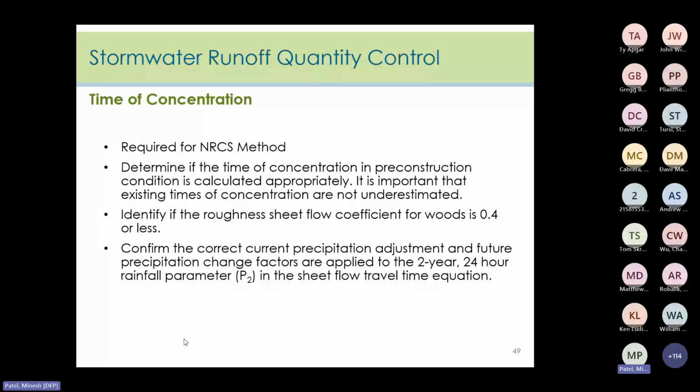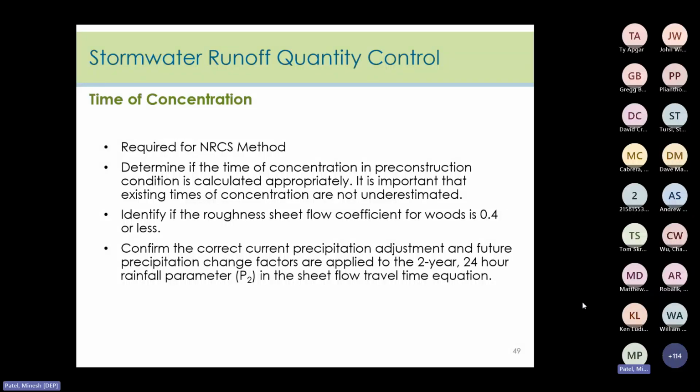And we need to make sure that the Manning's sheet flow roughness coefficient is 0.4 or less for the time of concentration calculations. So just reiterating, according to the NRCS, the maximum Manning's roughness coefficient to be used is 0.8 for woods with dense underbrush. But in New Jersey, we do not have that situation, and the maximum Manning's coefficient for sheet flow in New Jersey that may be used is 0.4. Anthony covered this in Module 2, and more on this can be found in Chapter 5 of the BMP manual.